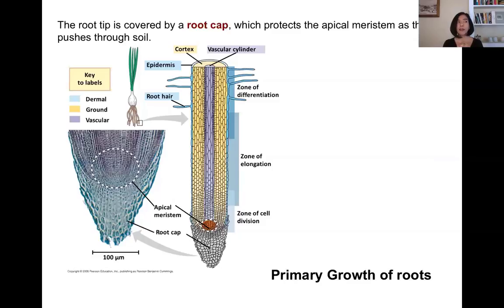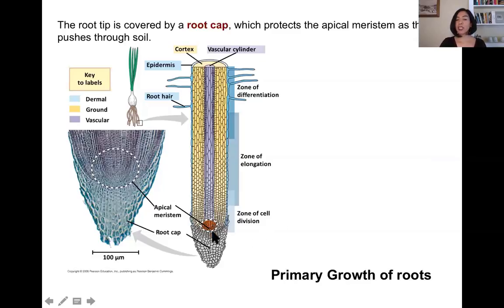Now imagine if you were swimming in a swimming pool full of rocks, that would be very painful, right? So imagine these plants are actually going through a lot of rocks in the roots. These very soft cells, baby cells, need to be protected. So the root cap has this function, as I mentioned.